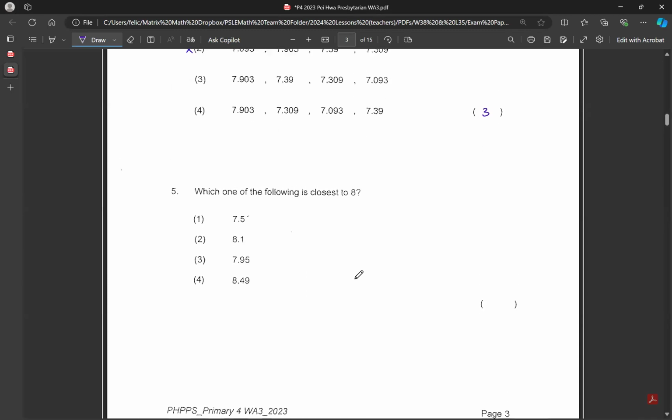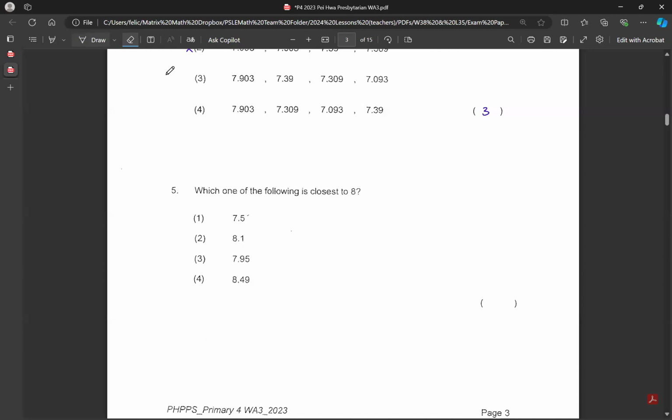Now the next one, which of the following is closest to 8? When they say closest to 8, it means that the difference between the two numbers is the smallest. So what we're going to do is identify the difference between 8 and each of the 4 options here. The smallest difference means the closest. So the difference for option 1, I'm just going to write down the word diff, difference with 8, difference between the number and 8.